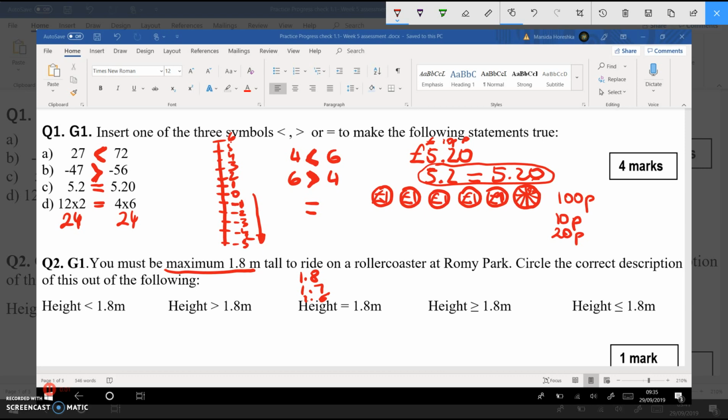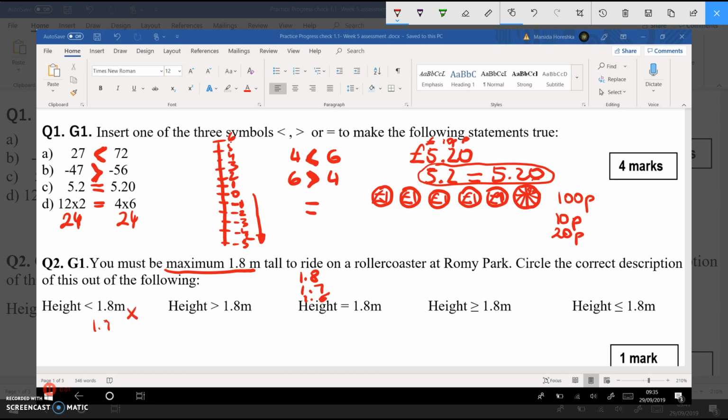If you look at the first option, we've got height being smaller than 1.8. So that means it can be 1.7, it can be 1.72, 1.6, it could be 1.5, so anything underneath, but it doesn't include 1.8.